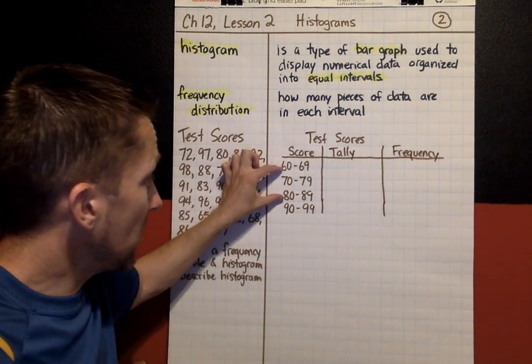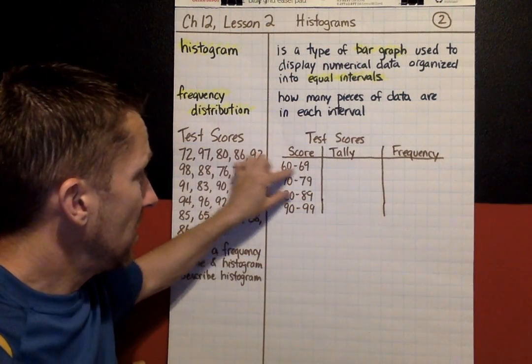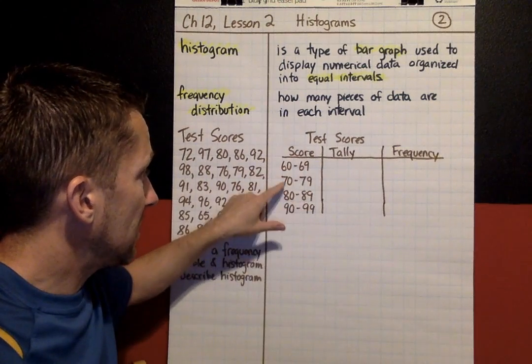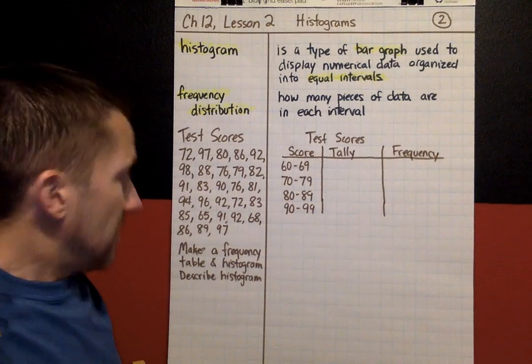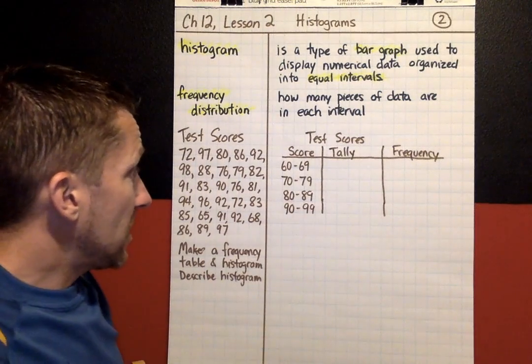And again, these are the same intervals. They're all 10, from 60 to 69. Here's another 10, another 10, and another 10. So those have to be the same. The intervals have to be the same.